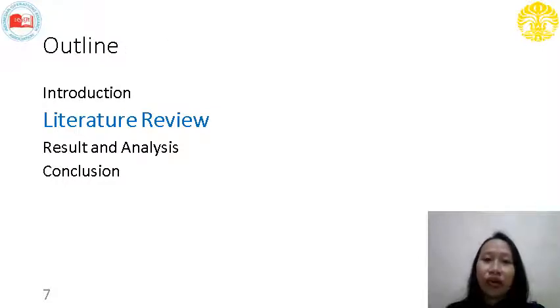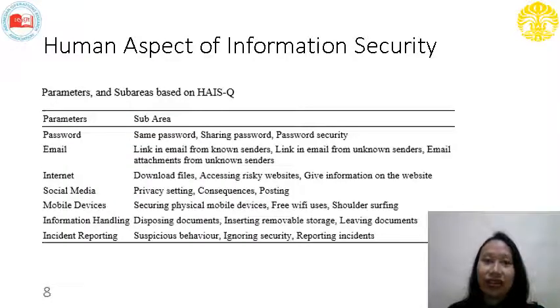The literature review in our work consists of, first, human aspect of information security. Second, human resource information system. Third, selection of the most important features. Fourth, tools for implementation. As we mentioned earlier, our work used HAISQ. HAISQ is an instrument for measuring information security awareness.